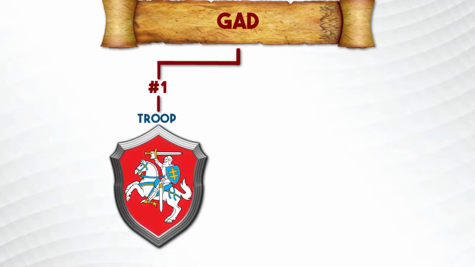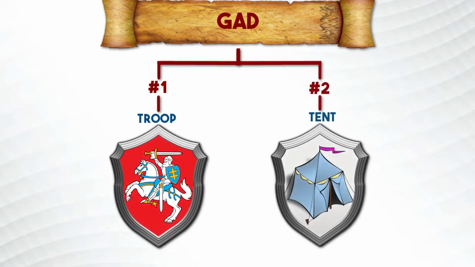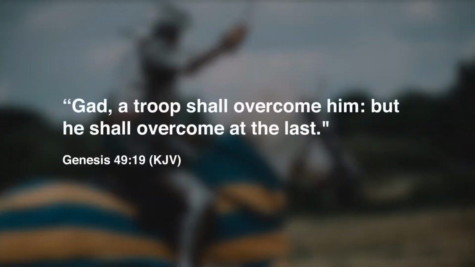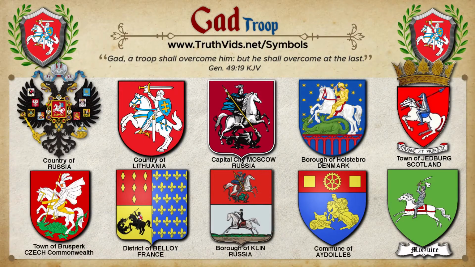On to Gad, he had two symbols, those being a troop, as in an armed rider, or a military style tent or camp. Both symbols come from the word Gad, which means troop, and also the prophecy that Gad would be a troop, although the camp symbol rarely ever gets used today. This troop symbol is very common in the East, especially Russia, where it's on the actual national coat of arms, as well as Lithuania, as well as cities and provinces all over.